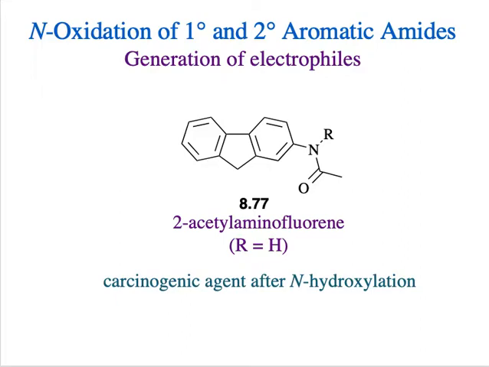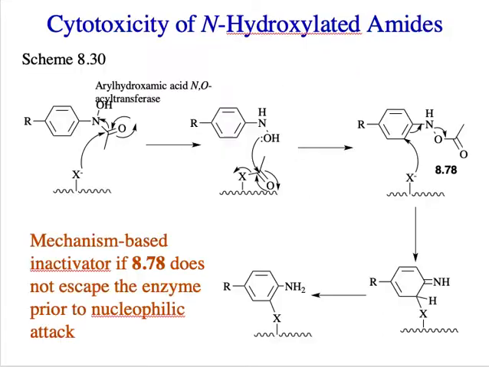Another example is 2-acetylaminofluorene, a molecule that becomes carcinogenic after it's hydroxylated. So it's not a carcinogen before, but after your cytochrome P450 works on it, it becomes a carcinogenic electrophile.